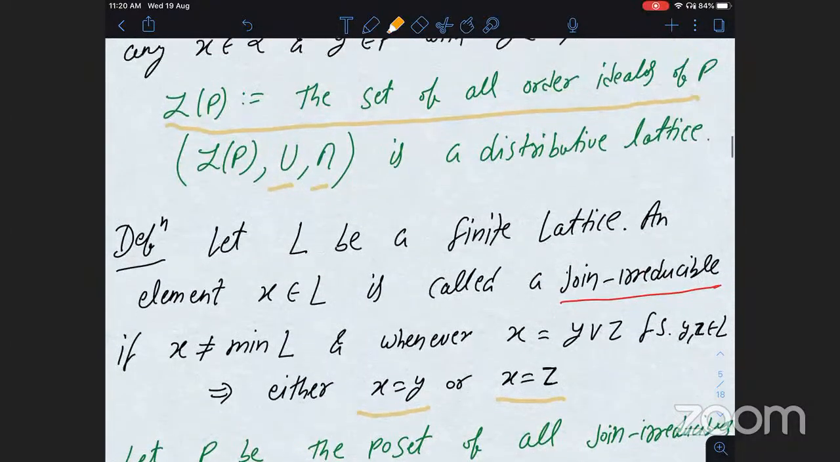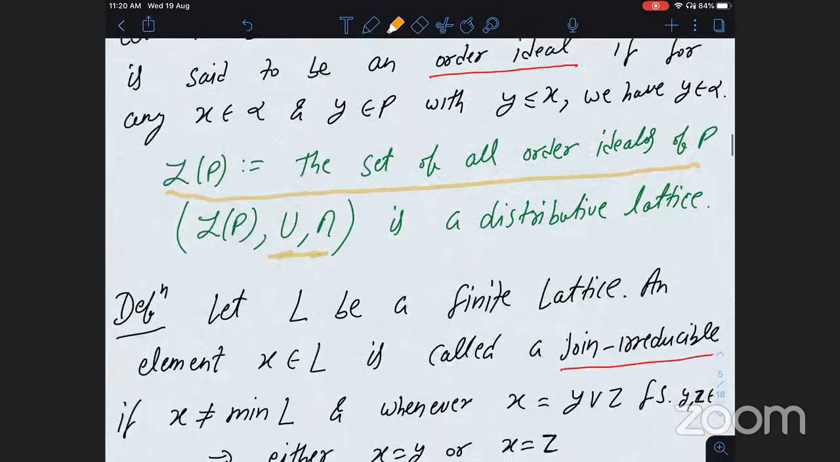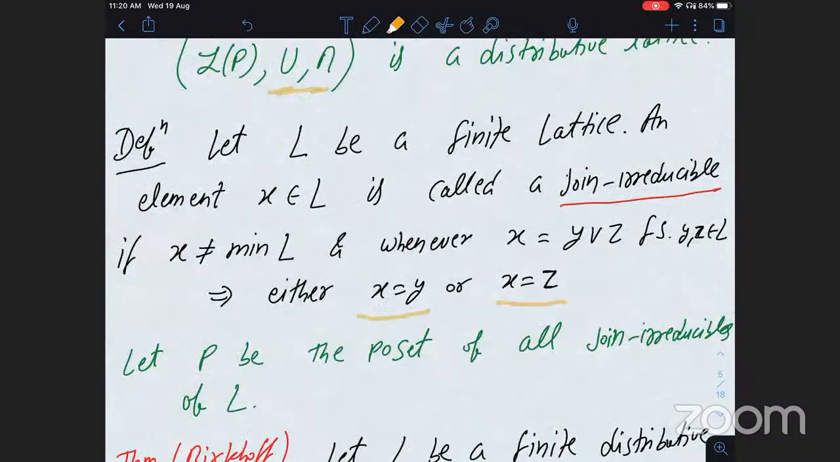Okay, so I have defined two things here. In the first definition, I defined an order ideal of a poset. Then I defined the set of all order ideals, and I stated that the set of all order ideals forms a distributive lattice under the operations of union and intersection. And now I've defined a join-irreducible element for a finite lattice.